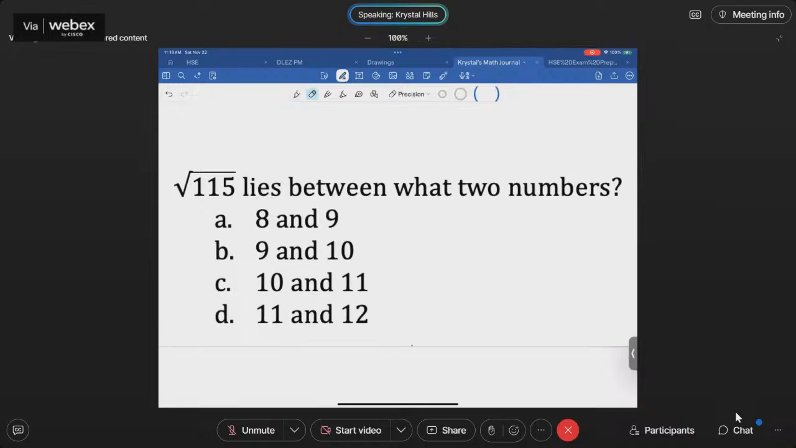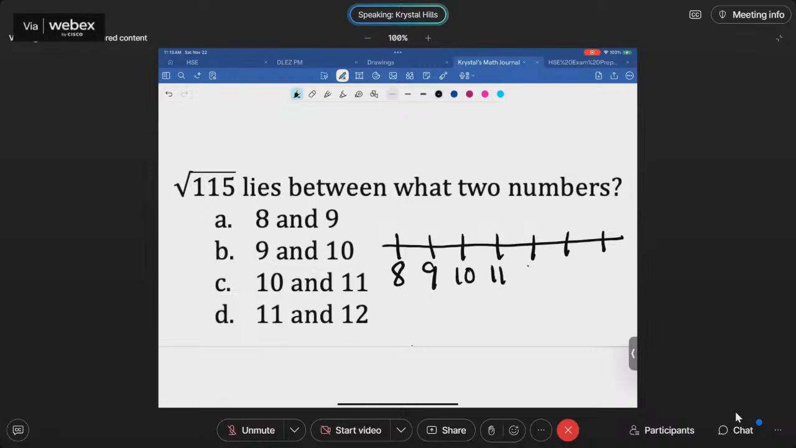Actually, let me do it on a number line. Okay. Let's say we have 8, 9, 10, 11, 12, 13, 14. What is 8 times 8?